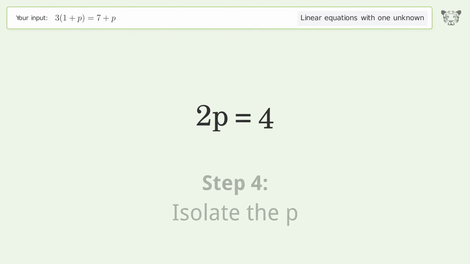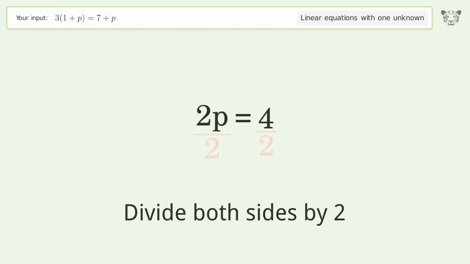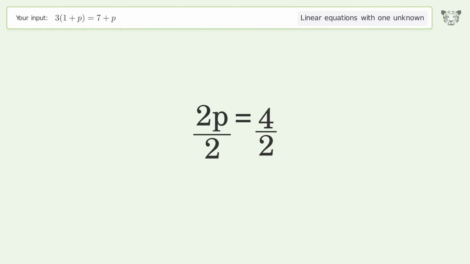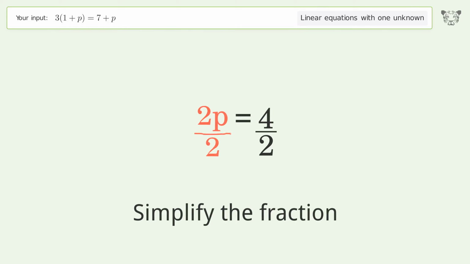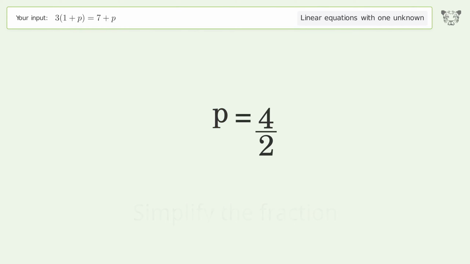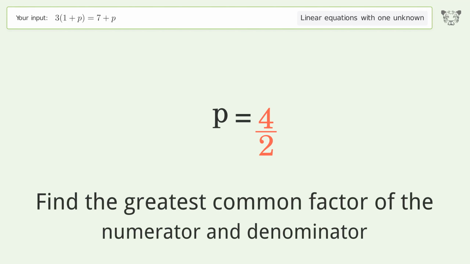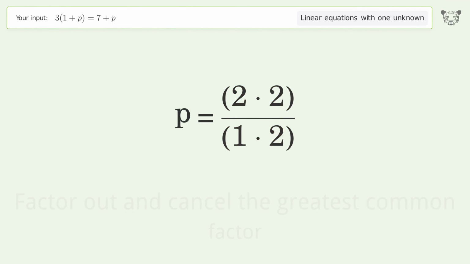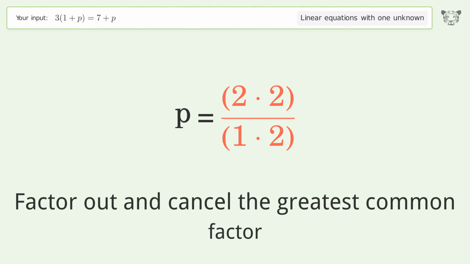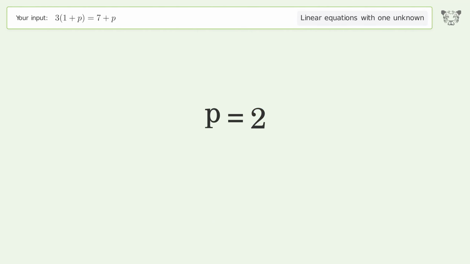Isolate the p. Divide both sides by 2. Simplify the fraction. Find the greatest common factor of the numerator and denominator. Factor out and cancel the greatest common factor. And so the final result is p equals 2.